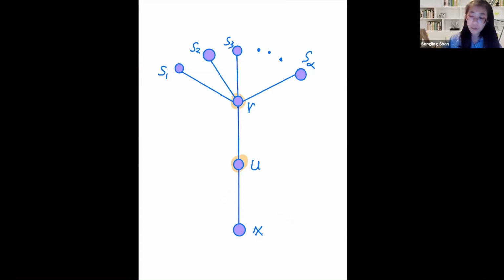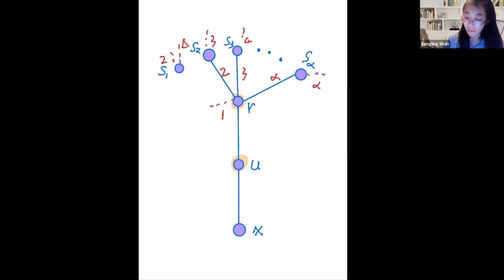Basically, we combine the idea of Vizing fans and Kierstead paths. The graph is critical, so we can delete one edge and color the rest of the graph using delta colors. We assume the color missing at R is 1, and S1 has 2 missing colors, 2 and delta. By choosing an appropriate uncolored edge and renaming the vertices and colors, we can assume the color missing here is 2, this one is 3, this one is 4, this is alpha, and here is alpha plus 1.